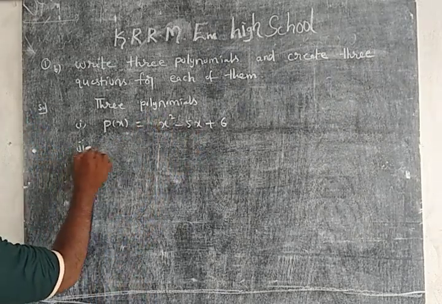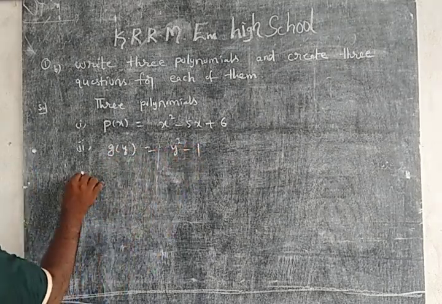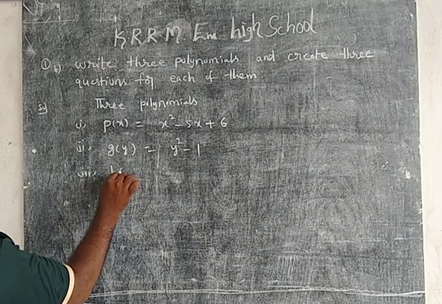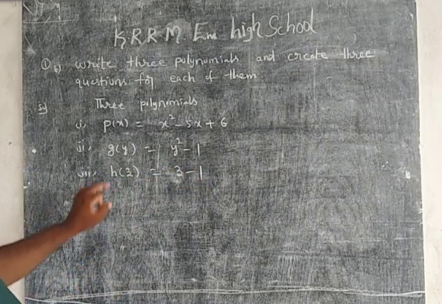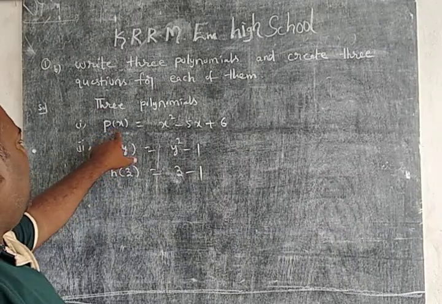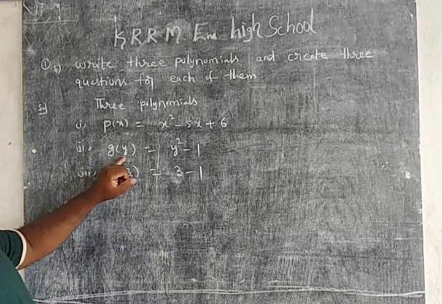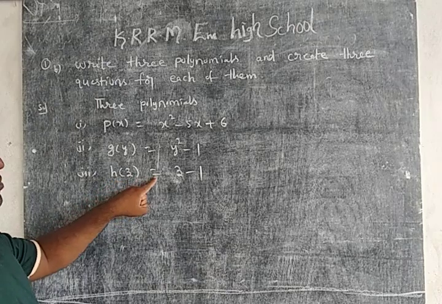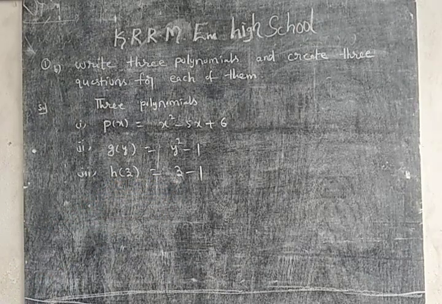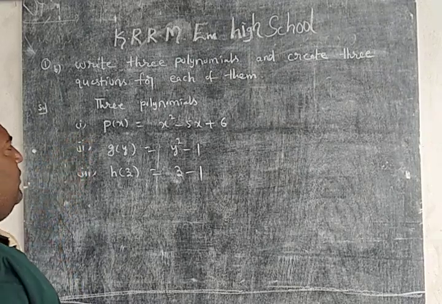One more polynomial, g of y is equal to y square minus 1, and h of z is equal to z minus 1. So I take three polynomials: p of x is equal to x square minus 5x plus 6, g of y is equal to y square minus 1, and h of z is equal to z minus 1. Then create three quotients for each of them.